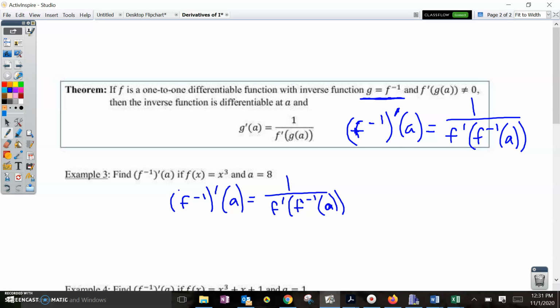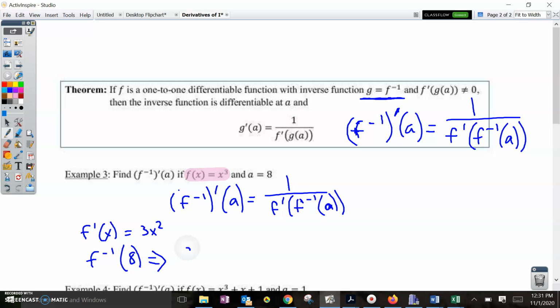So we need to do two things here. One, we need to find the derivative of f of x. So we'll find the derivative of that function. That's easy enough in this case. And the second thing we need to figure out is what f inverse of a is. So f inverse of 8 we're looking for.